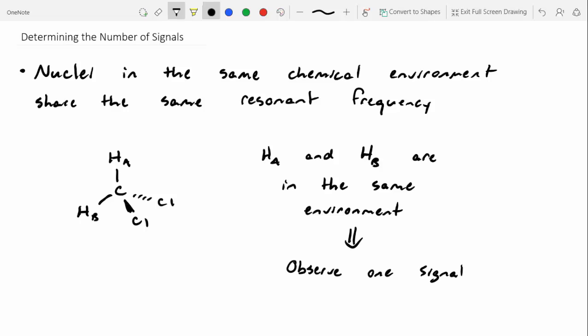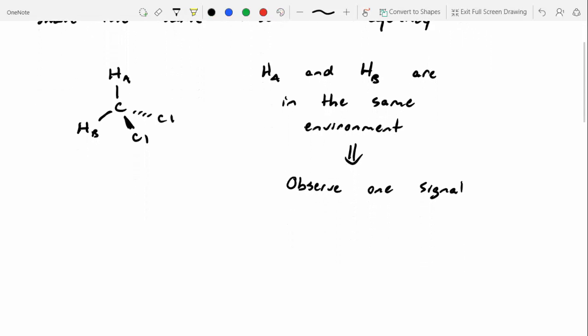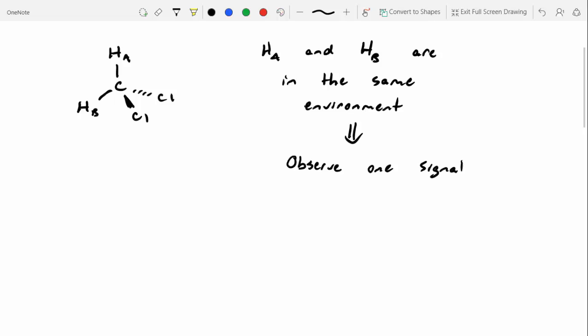Right? Let's look at another example. For this example, I've got a carbon, I've got an oxygen, I've got a carbon.